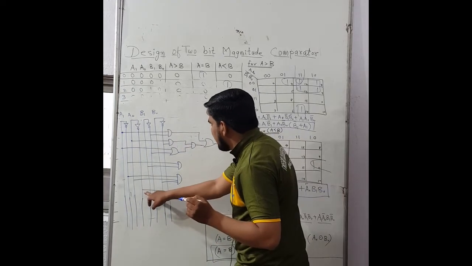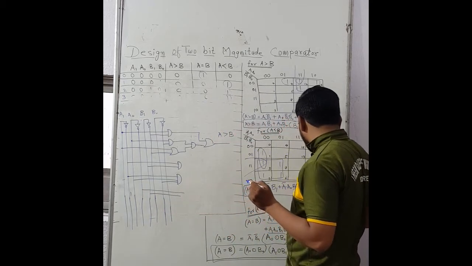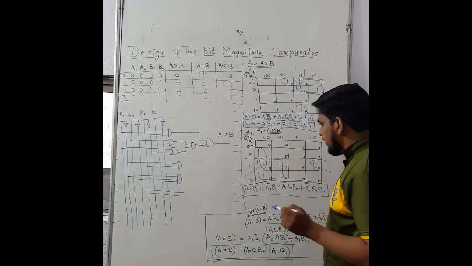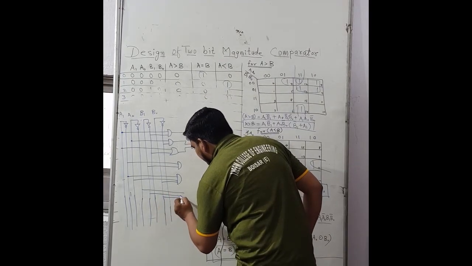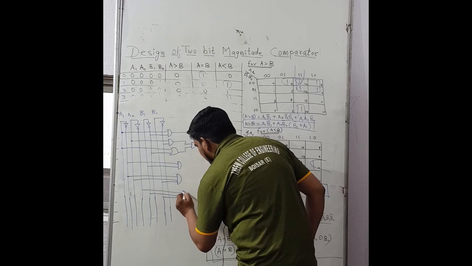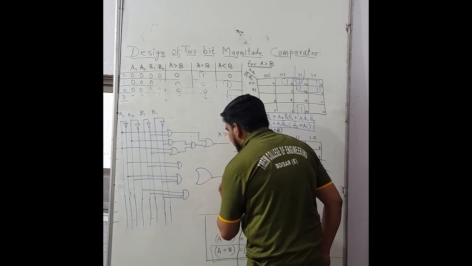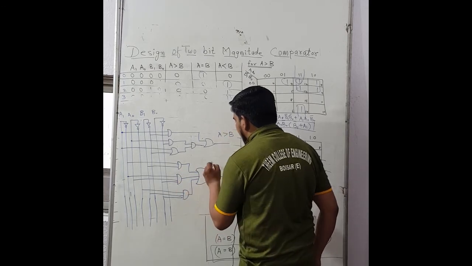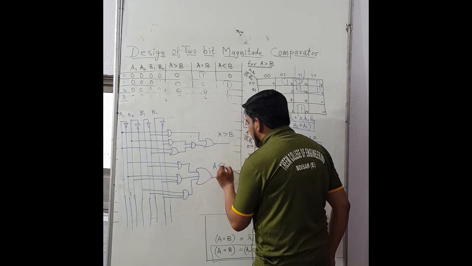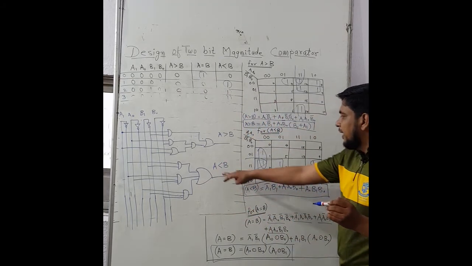Okay, this is A1, A0 bar, B1 and B0. All are ANDed and applied to the input of an AND gate, and all these outputs are applied to the input of one more OR gate. So you are getting A is less than B. This is the implementation of A is less than B.